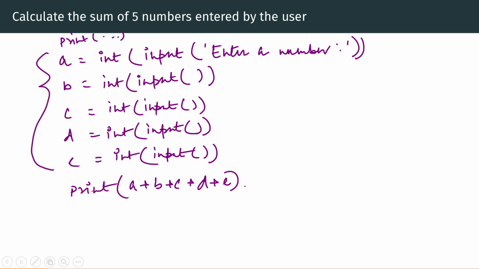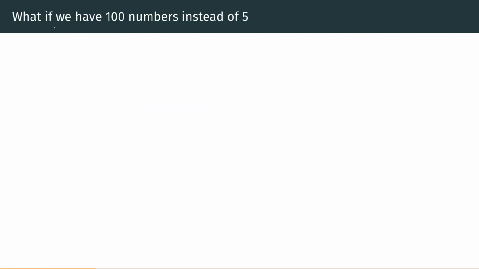Okay, so the idea is you take the numbers one by one and you store them inside variables, right? One variable for each number. And then at the end, you just add these variables together and then print it, right? Now, what happens if we have not five numbers, but 100 numbers? Okay, how do we write a program that calculates the sum of 100 numbers entered by the user?